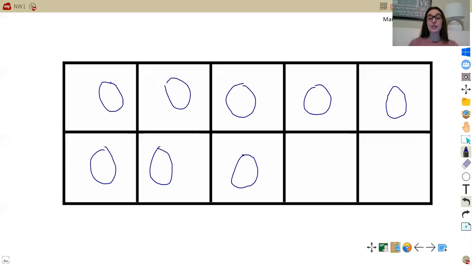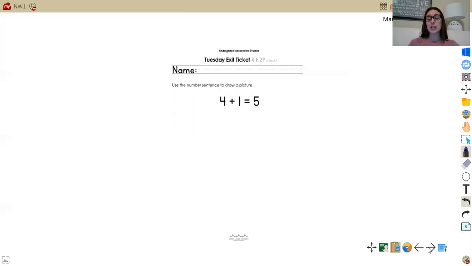Okay, scholars, it's now time for our exit ticket. Now remember, for your exit ticket, you are just going to hit pause, complete the problem, and then come back so we can do it together. So I'm going to give you some time. Go ahead and hit pause, and I will see you soon.